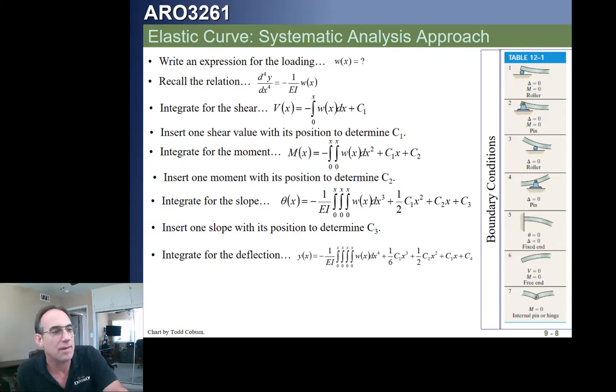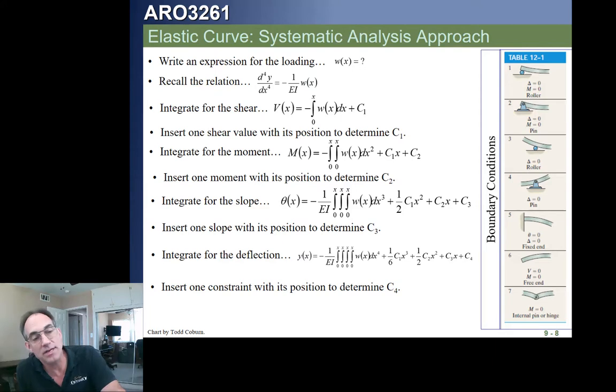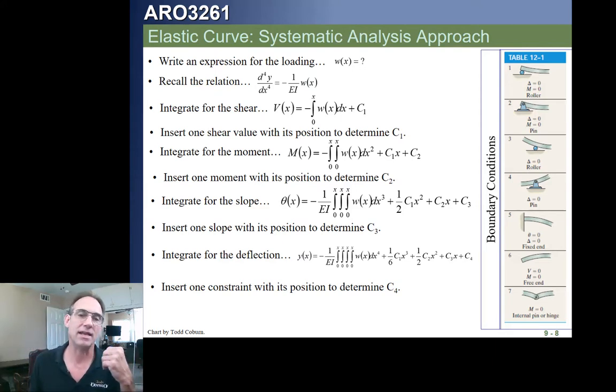Another constant of integration will come out, and then we'll plug in either one or two boundary conditions to finish analyzing a beam. Over here to the right is a little summary of the different kinds of constraints. We might see a pin constraint, a roller constraint, and a fixed constraint, and a free end, and an internal pin or hinge. That's where we set the moment equal to 0 if we have an internal pin, like we talked about, or like I alluded to moments ago. Make sense?